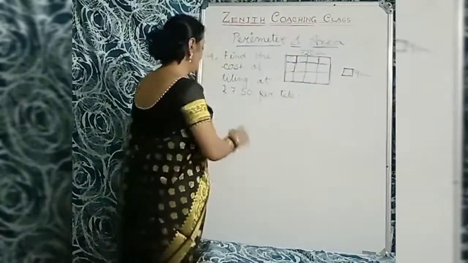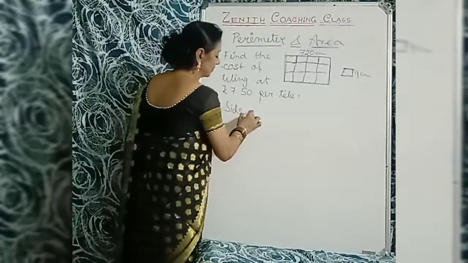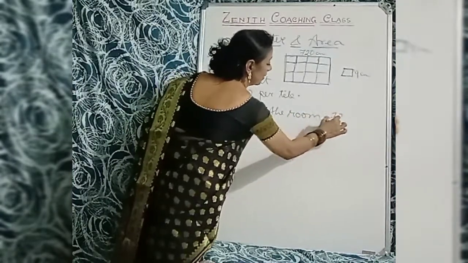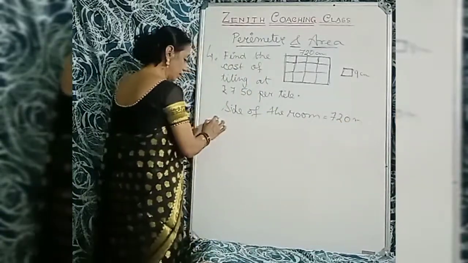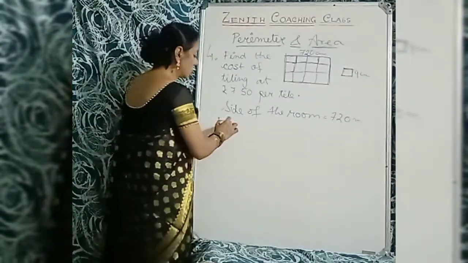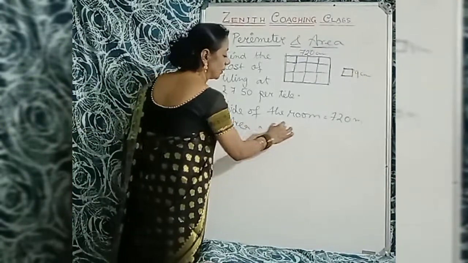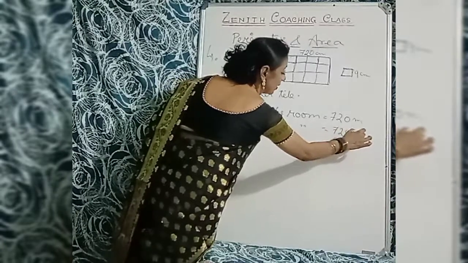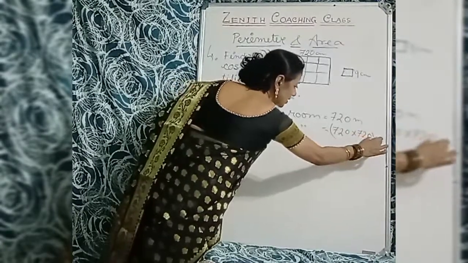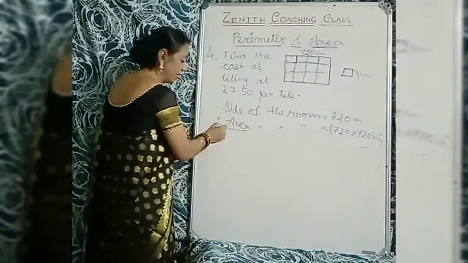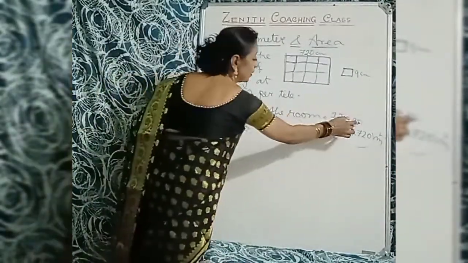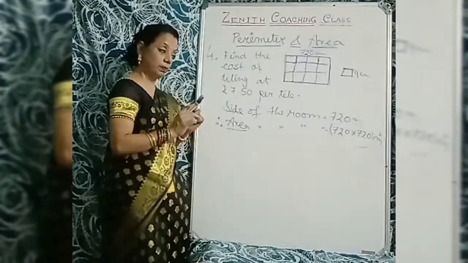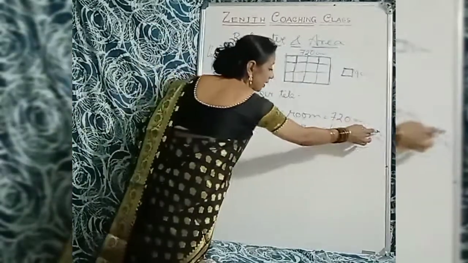So side of the room equals 720 meter. It's a square room, so area of the room equals side multiplied by side, that is 720 multiplied by 720. Do you write meter or meter square? Meter square, because you are writing an area. In case of side, you write only meter. But in case of area, you have to write meter square. In case of volume, you have to write meter cube, with the 3 on top.